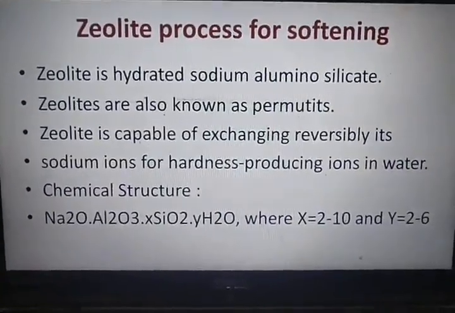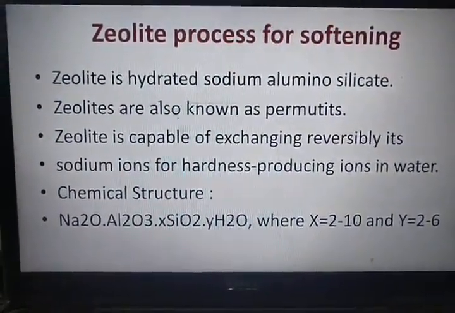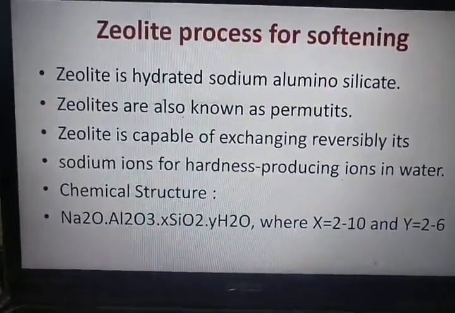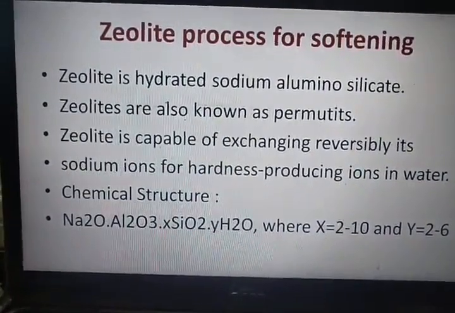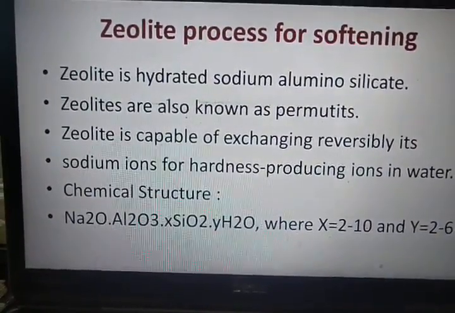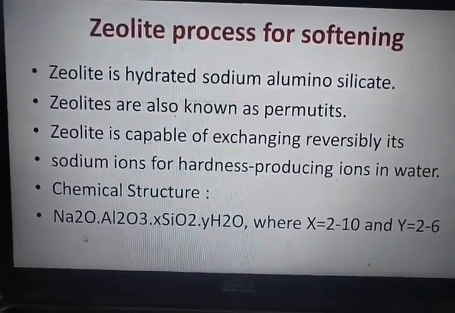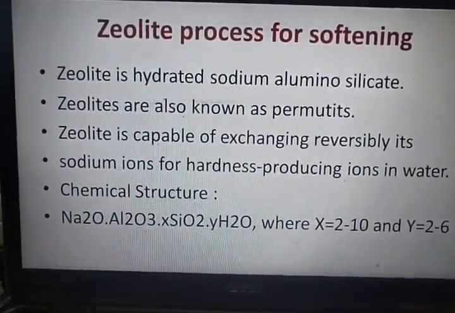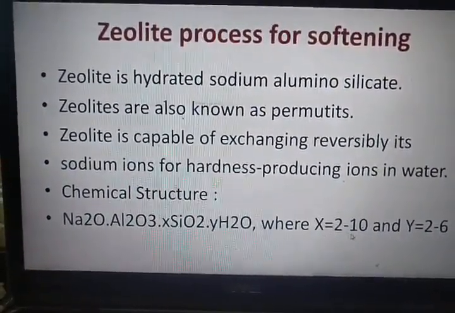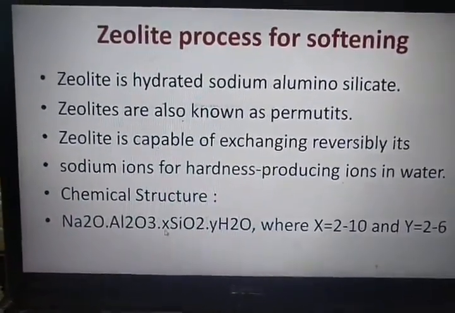Then we have the zeolite process of softening. This is another method of softening the water. Zeolite is nothing but hydrated sodium aluminum silicate. Zeolites are also known as permutites. Zeolite is capable of exchanging reversibly sodium ions for hardness producing ions in water. So chemically, zeolite is sodium aluminate and sodium SiO2 with water, where X may range from 2 to 10 and Y from 2 to 6. This is the chemical structure of the zeolite.